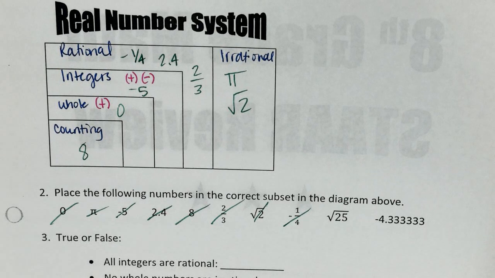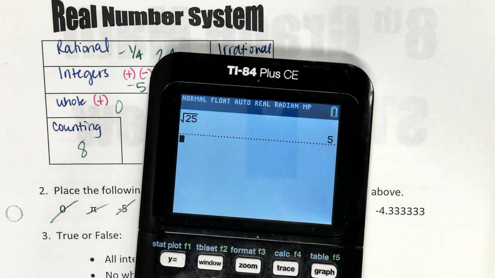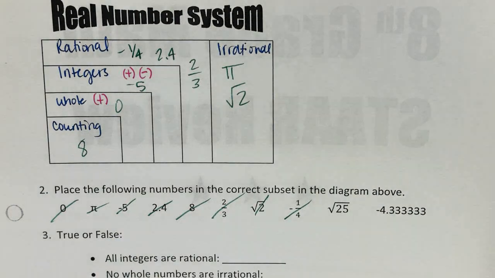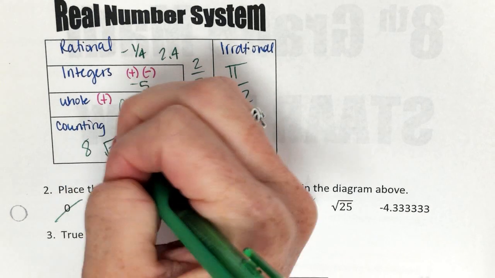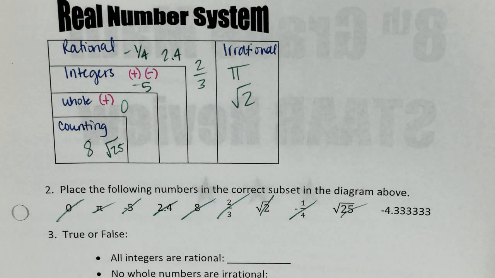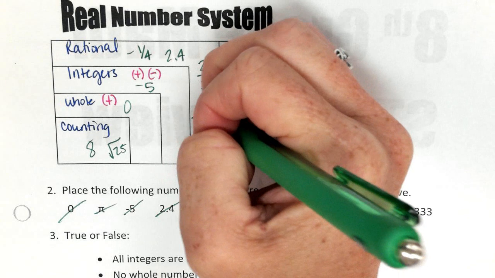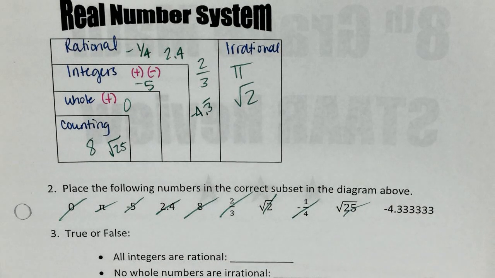The square root of 25. Put it in your calculator. Counting. Look. The square root of 25 is actually 5, and 5 is a counting number. So the square root of 25 would go here. If counting wasn't there, then you would just put it under whole. Okay? Negative 4.3 repeating. It repeats. That's rational. Why? Because terminating and repeating decimals are rational. So negative 4.3 repeating is rational.